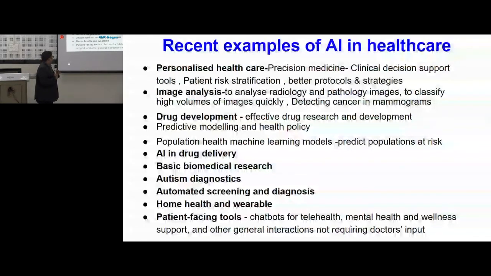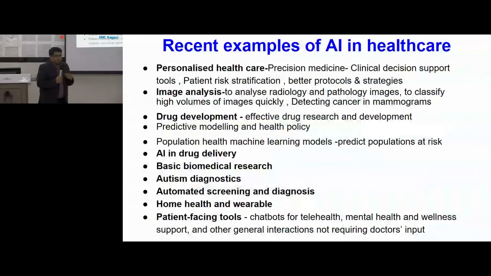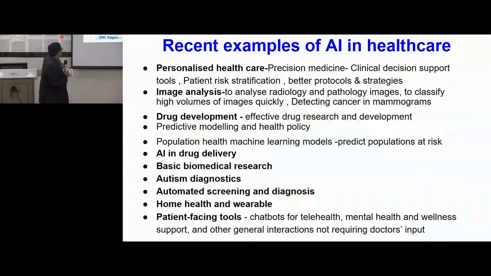Patient-facing tools like chatbots for telehealth, mental health and wellness support applications are there. So basically, you can come and chat with them, ask your questions, and they will automatically answer based on the voice assistant. Basically, based on a similar technique like Alexa or Siri, they can be used in healthcare as well. So these are the recent examples.